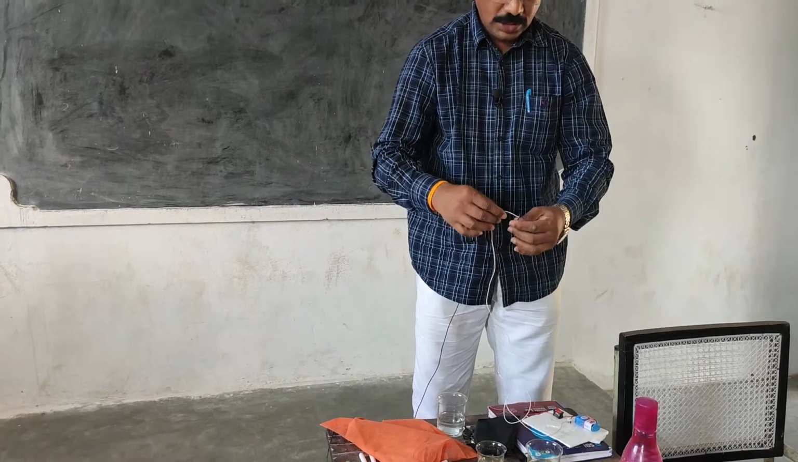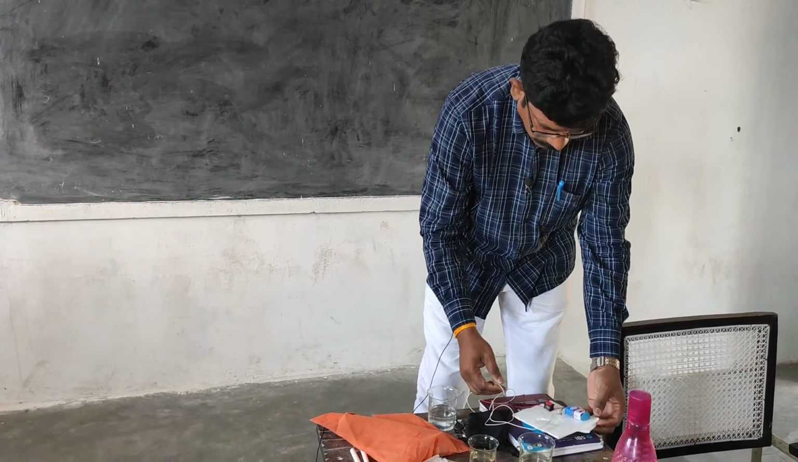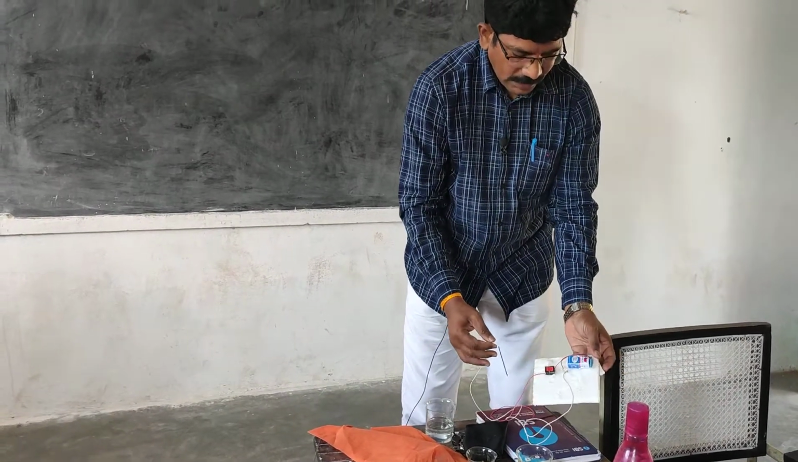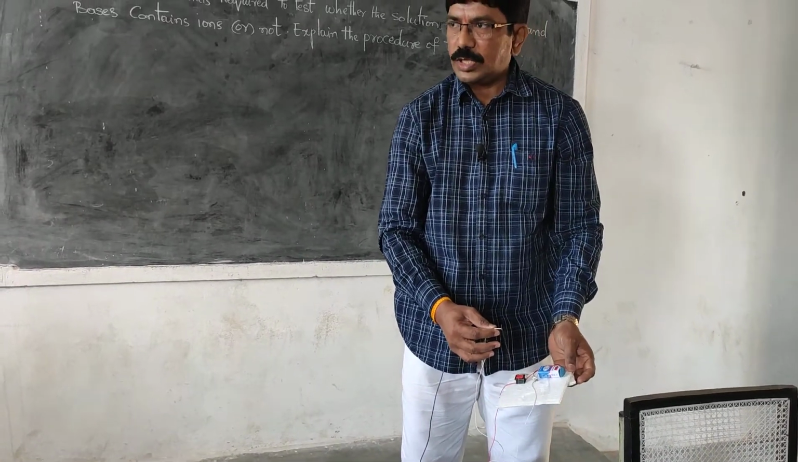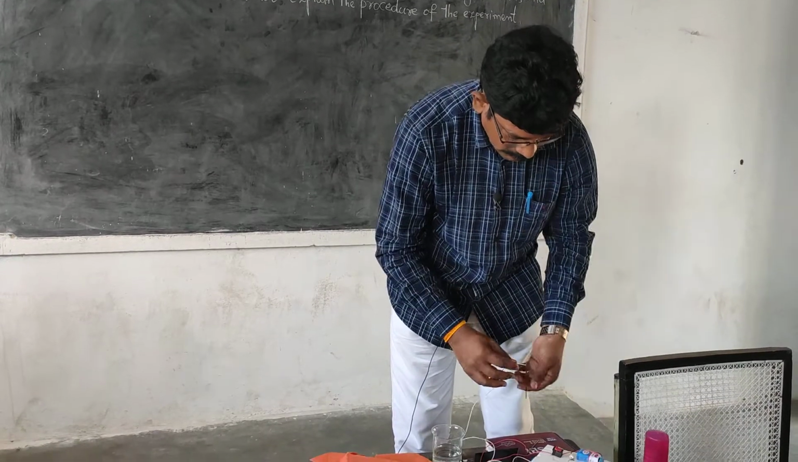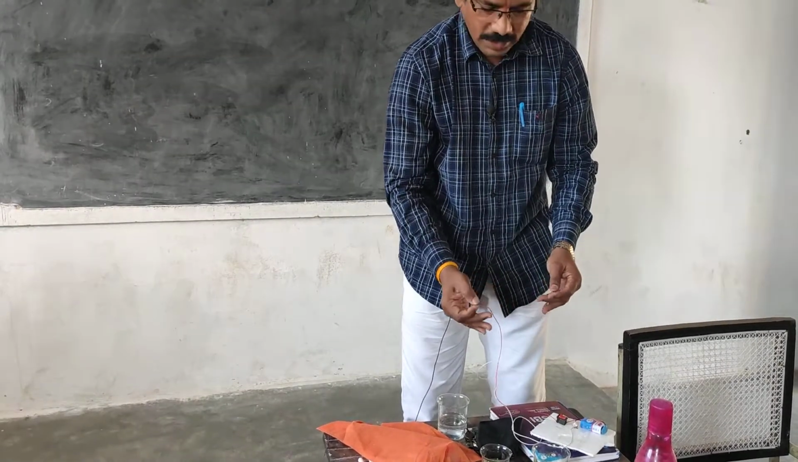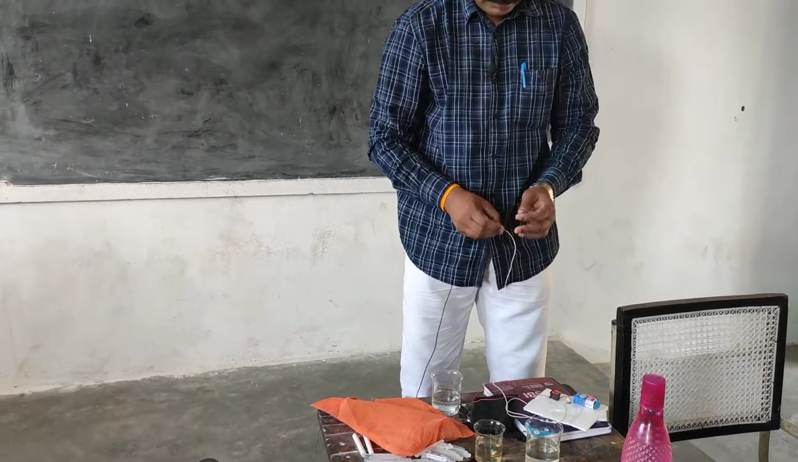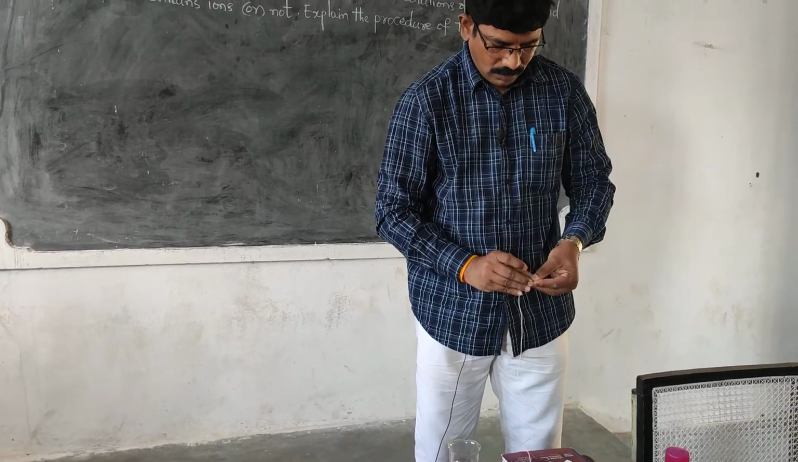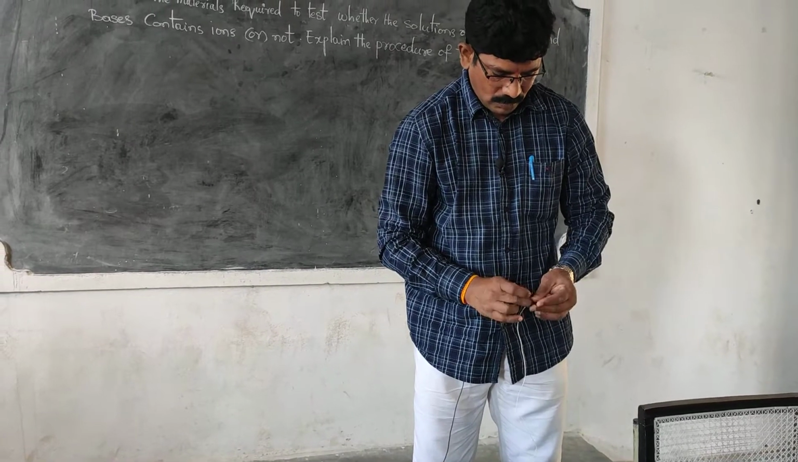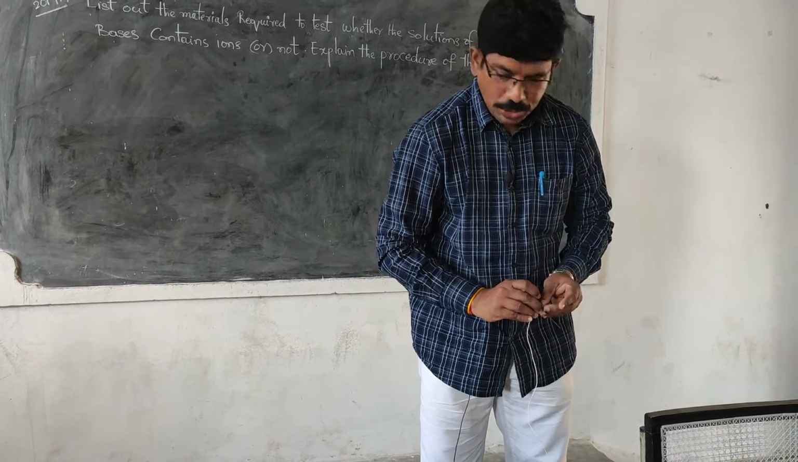See this one. This is the circuit. When the bulb glows, current is passing in the solution. We can say that current is passing. I will test whether the circuit is working or not. See this one. It is working. Now see this one. So I completed the circuit as shown in the diagram.